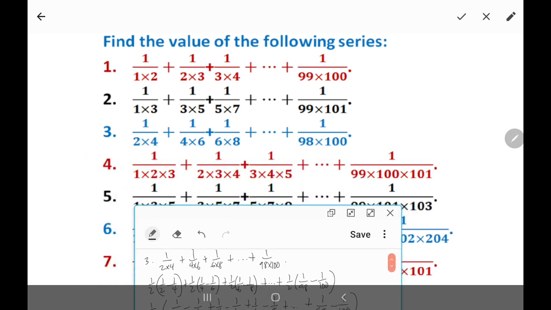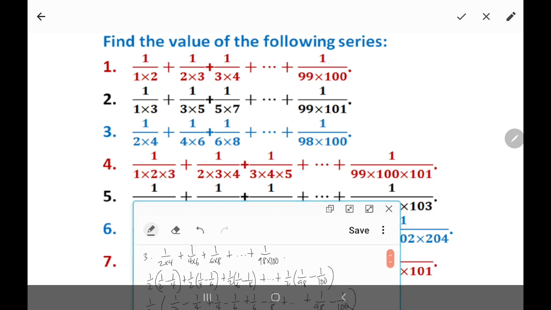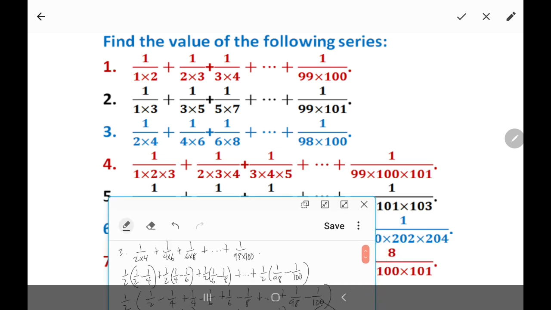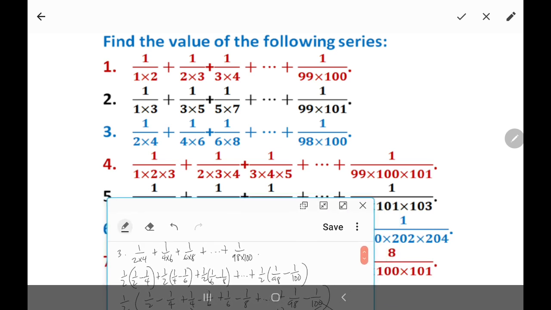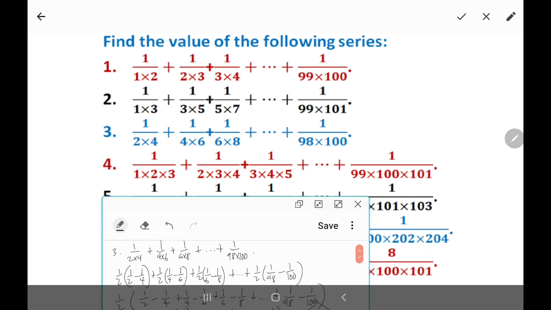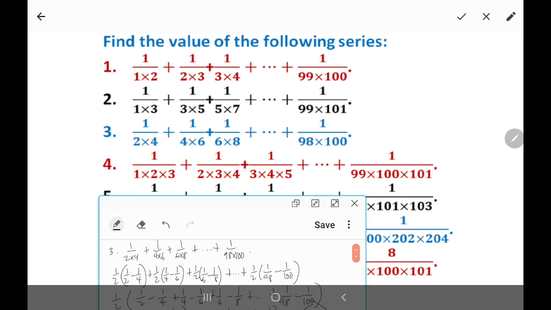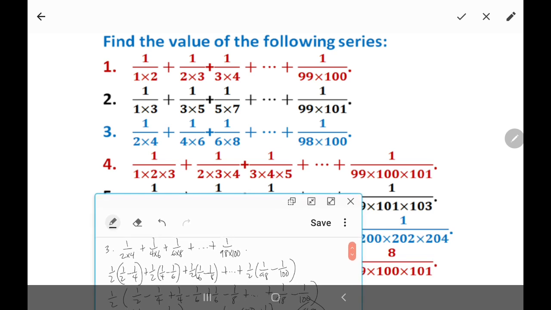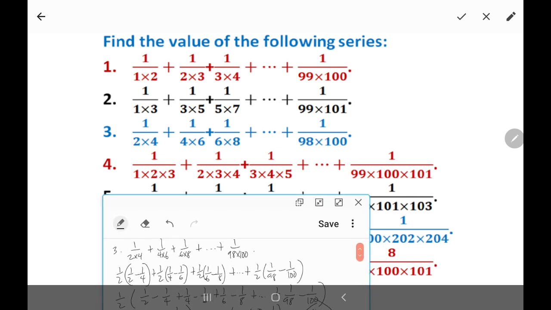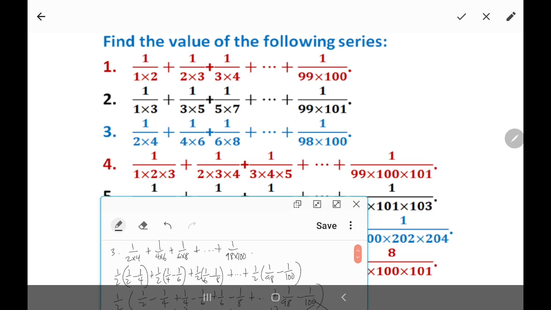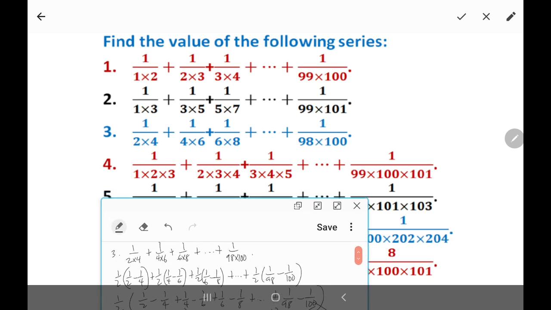1 over 1 times 2 times 3. So this time our denominators are now composed of 3 consecutive natural numbers, or 3 consecutive positive integers. So how do we find the sum of the fourth series here?